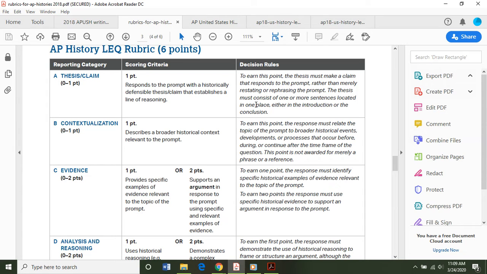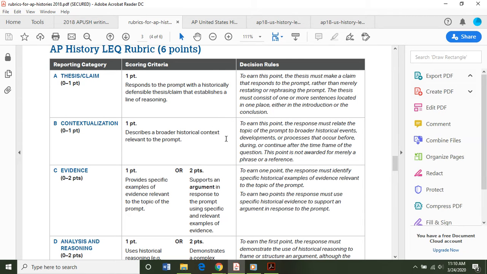As it says here in the decision rules, it can be one or more sentences. Doesn't have to be nice and tidy, but it should be clear. And it has to be in the intro or the conclusion paragraphs. If it's anywhere else, you're not getting a point for it. Sorry about the echo here.